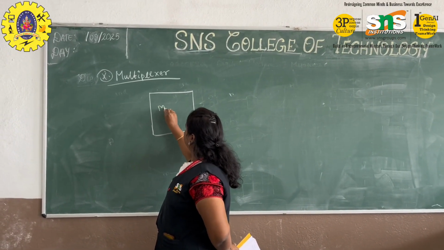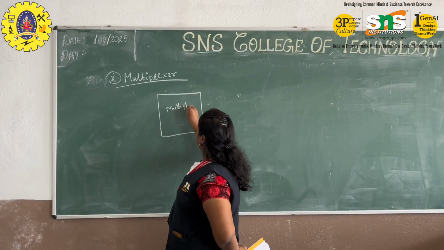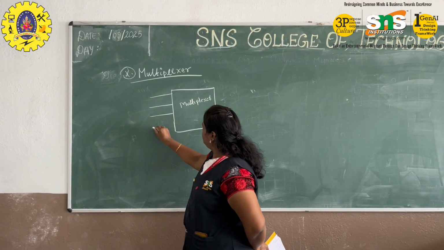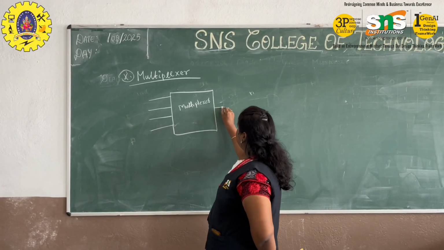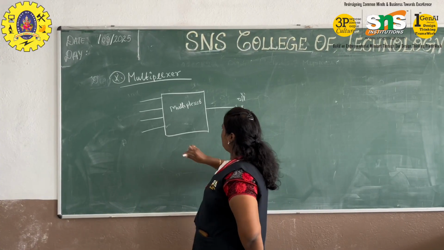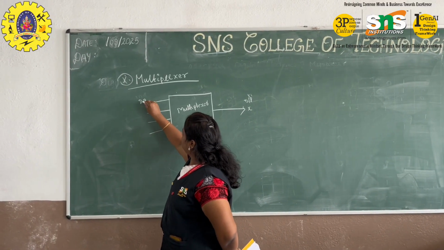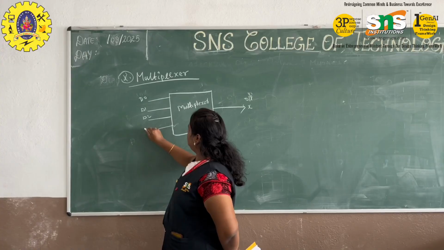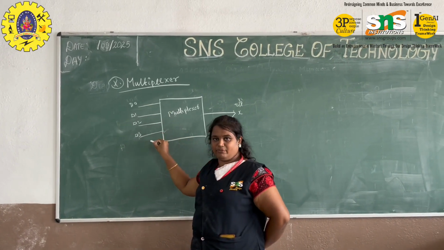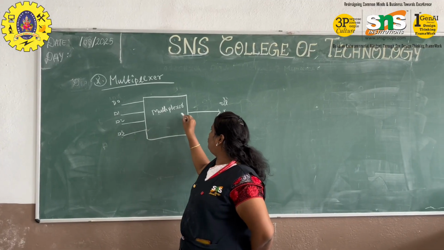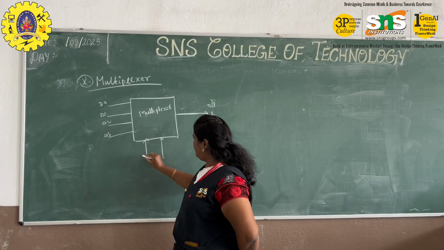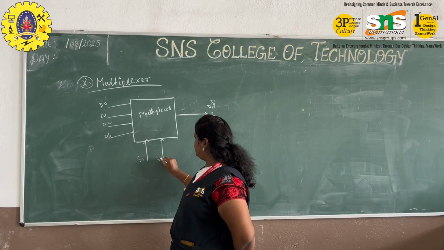So I can draw the block diagram. This is a multiplexer. If I give four inputs, it will produce one output. We can take the output as Y, and the inputs as D0, D1, D2, D3. The multiplexer will take all the information and produce a single output with the help of the selection line. This selection line is very important. So this is S1 and this is S0.